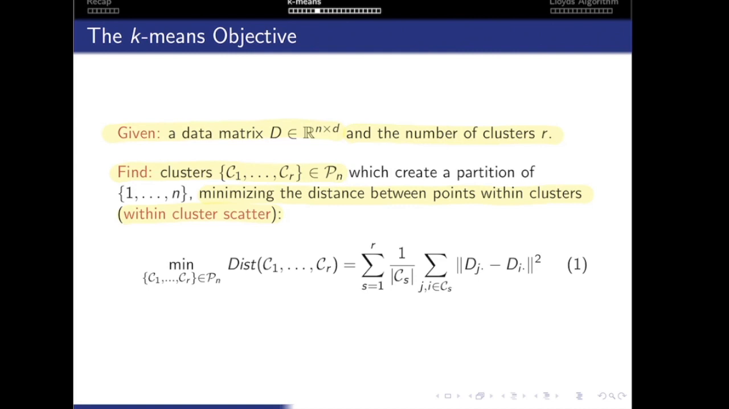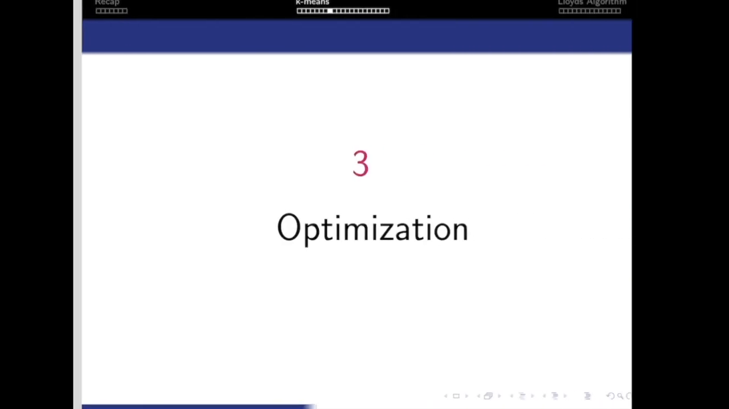So the objective is to minimize over all these partitions the distance function, and the distance function is given here. This part is what we had before, the average distance of points within one cluster, and here we now sum over all clusters. Okay, so this is the k-means objective.